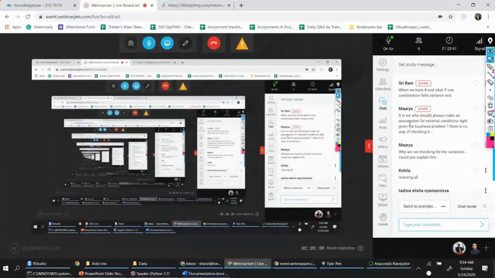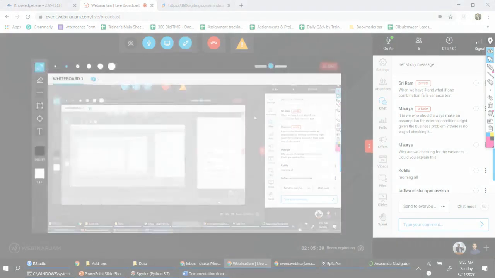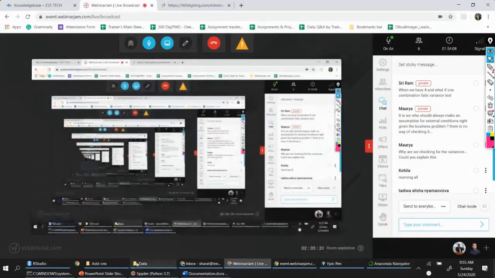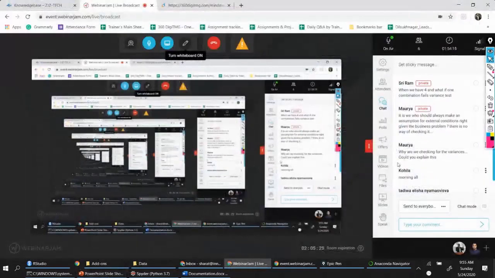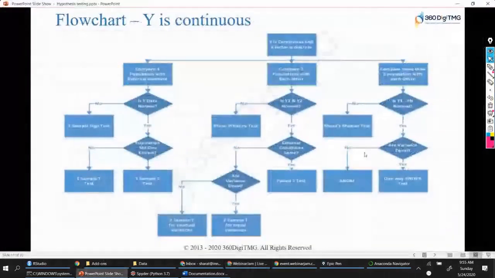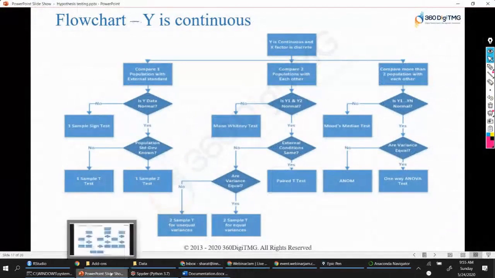We should always make an assumption for external conditions, given the business problem; there is no way of checking it. If you understand the business problem, Maurya, you will be able to understand the external factors. And it is not your decision to take. You need to take that call along with the management. That's what my intention is. Okay?